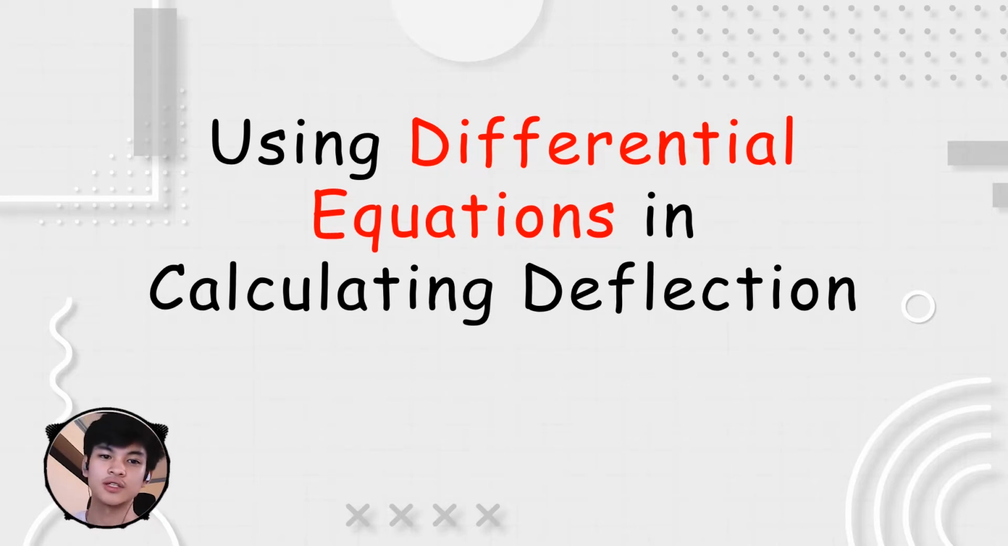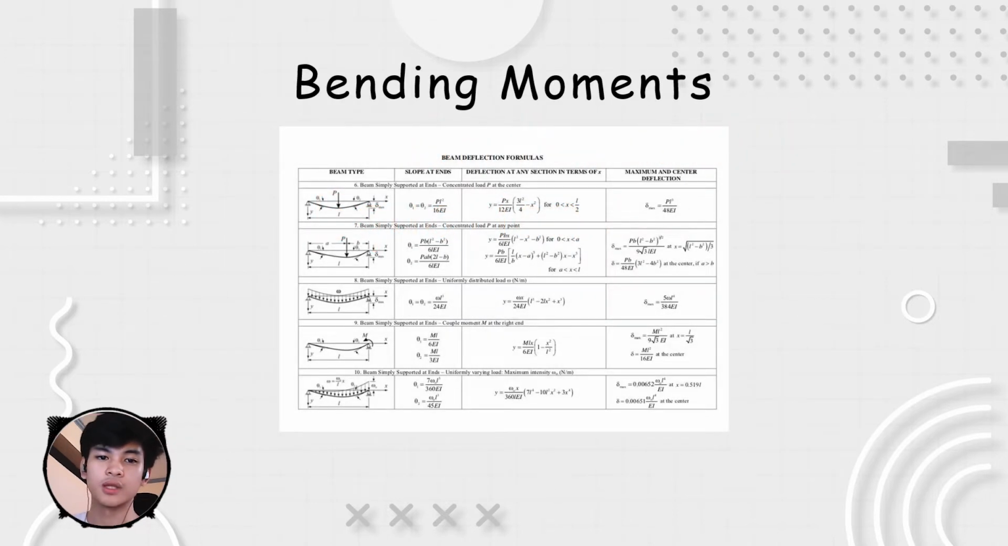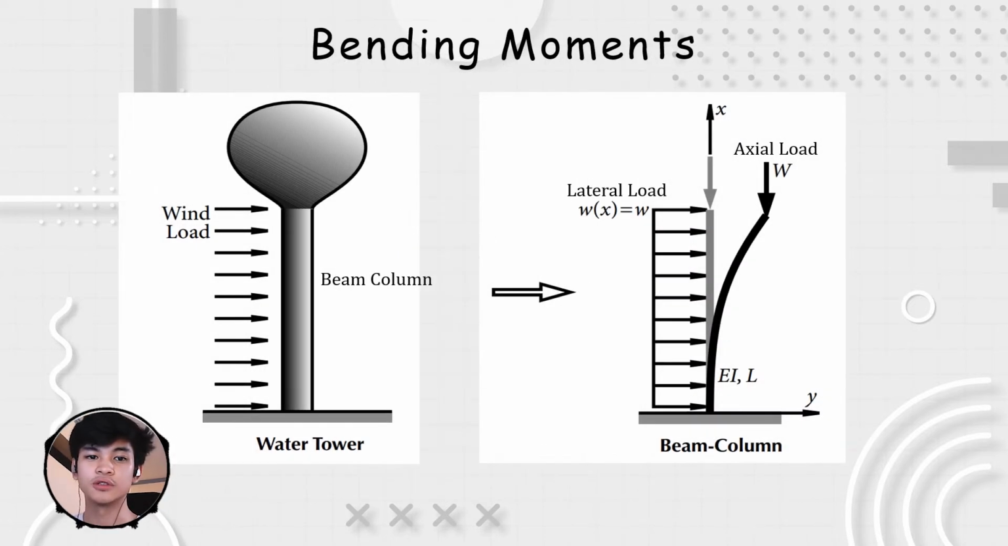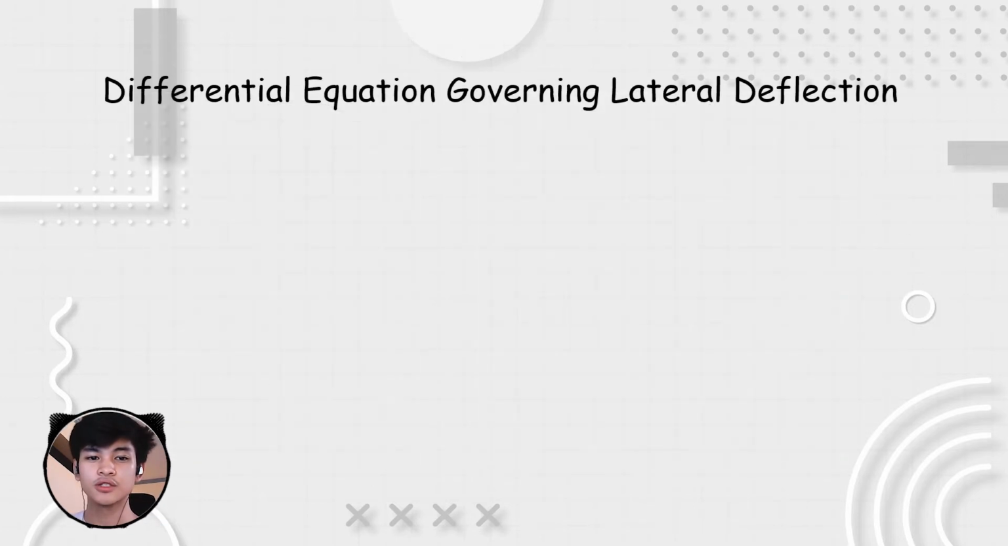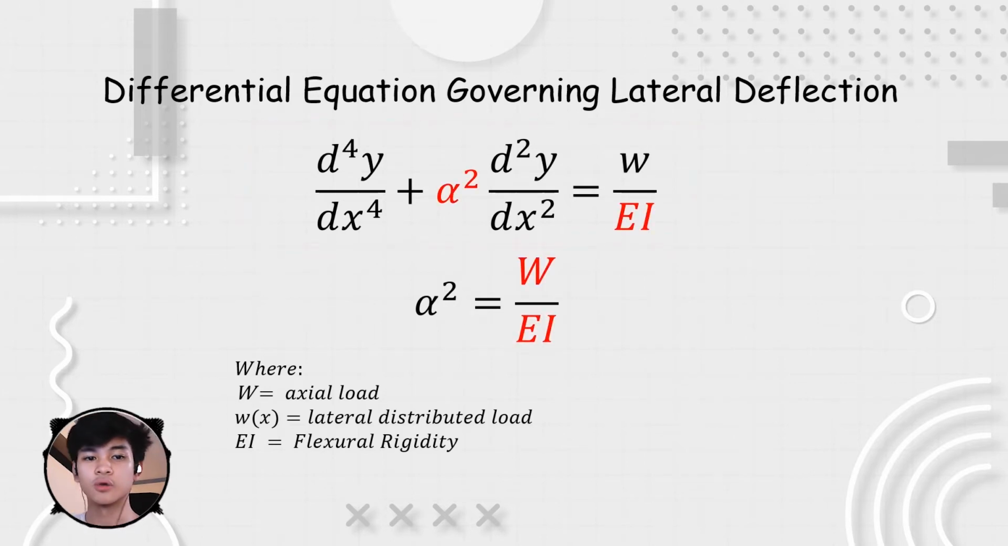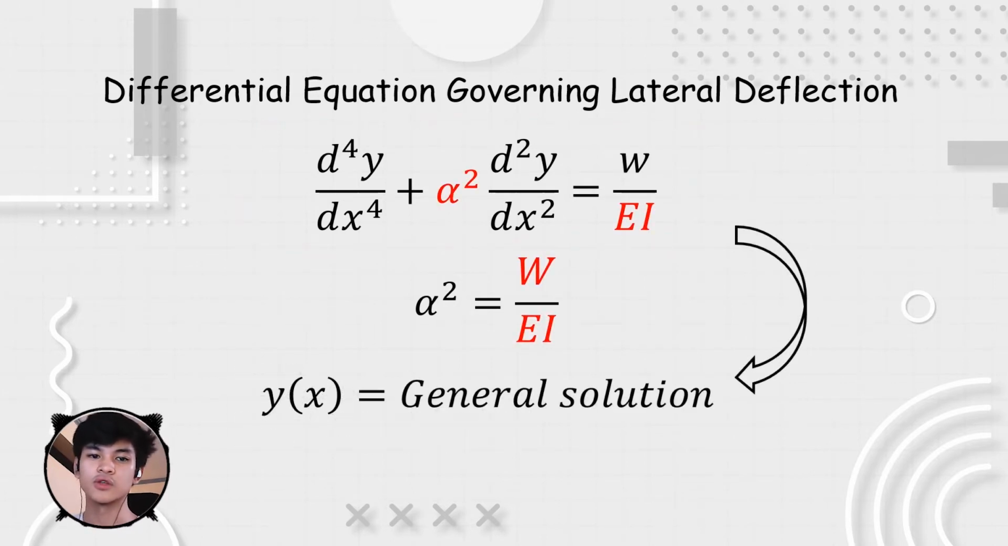In order to demonstrate this, let's tackle our sample problem about bending moments. Suppose we have a water tank supported by a beam column. Now, this water tank experiences forces such as the axial load big letter W and the lateral distributed load small letter w. How do we calculate the lateral deflection of this beam? To start things off, the differential equation that describes the lateral deflection is given by this equation. But it isn't as simple as just plugging in the numbers. No, we need to extract this general solution for this.